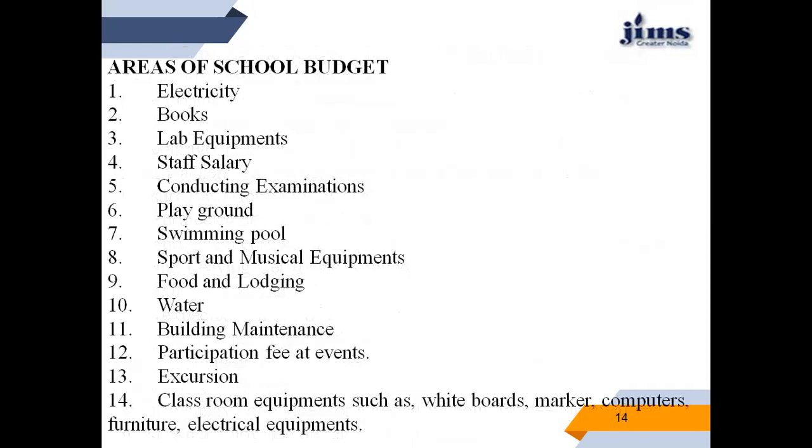The various areas of a school budget are electricity, expenditure towards the books and libraries, lab equipments, staff salary, conducting examinations, playground, swimming pool maintenance, sport and musical equipments, procurement and maintenance, food and lodging, water, building maintenance, participation fee at events, excursion, classroom equipment such as whiteboards, markers, computers, furniture, electrical equipment throughout the year as and when required.